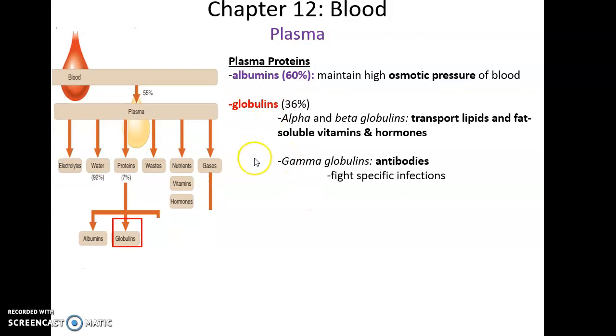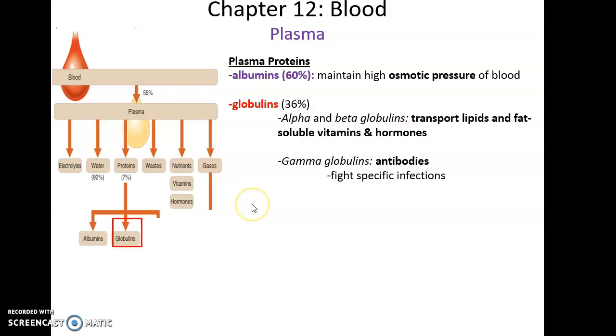Then we have globulins. Globulins make up about 36% of the plasma proteins. There are alpha and beta globulins. They're involved in transporting lipids, fat-soluble vitamins, and steroid hormones. So the alpha and beta globulins are important for moving things that are hydrophobic, things that fear water, moving hydrophobic substances throughout the bloodstream. So they act kind of like an Uber to move lipids, fat-soluble vitamins, and steroid hormones.